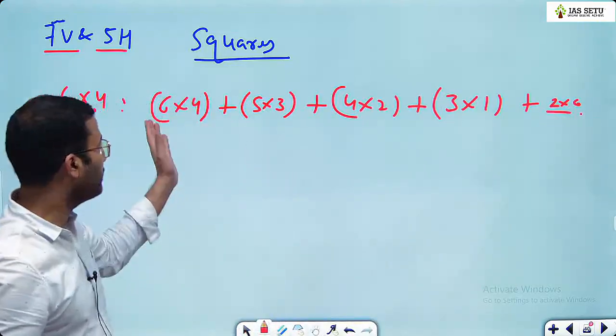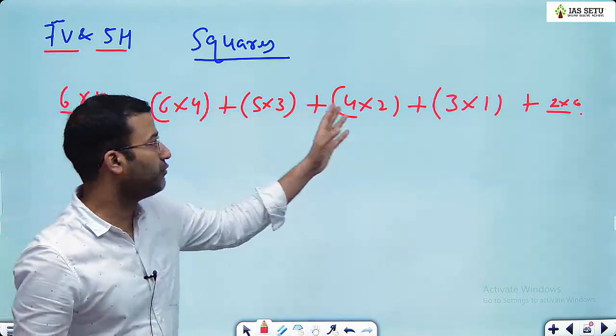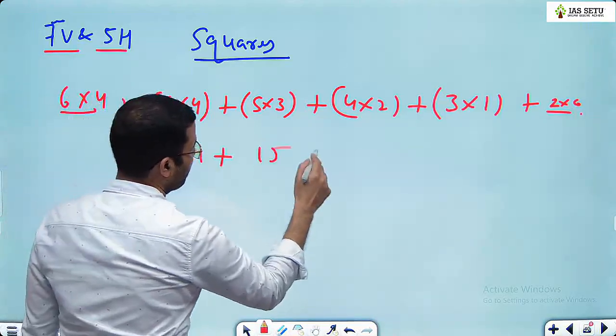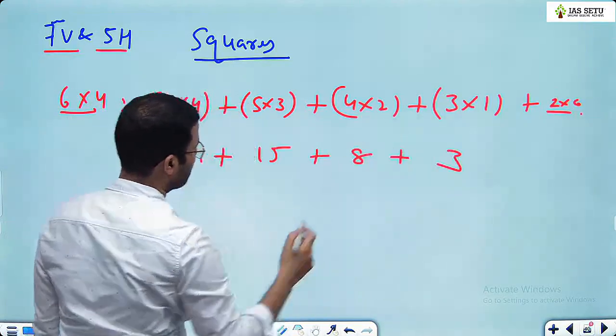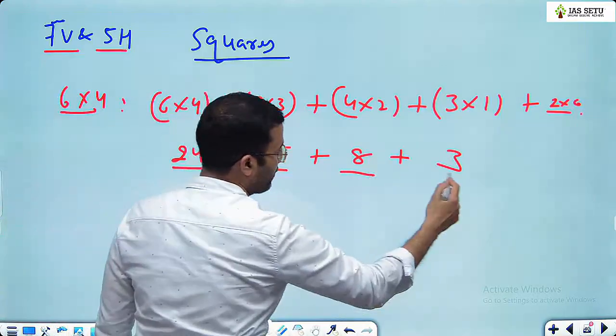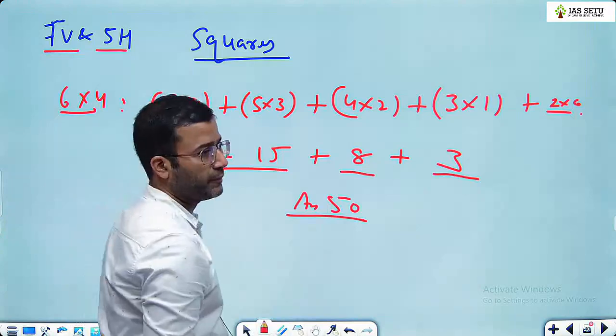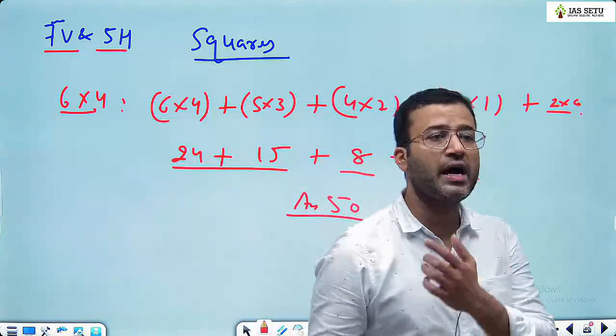You have to subtract 1, 1. 6 4, 5 3, 4 2, 3 1. This is 24 plus 15 plus 8 plus 3. 39, 47, 47 plus 3, 50. Your answer is 50. So in UPSC they ask this thing.